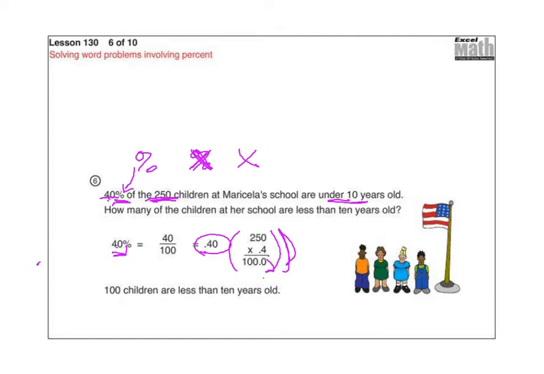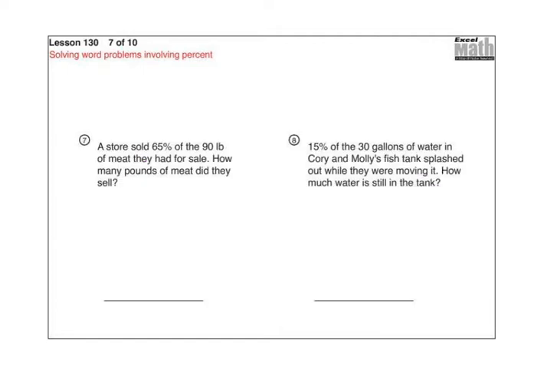Keep going there. All right, here are a couple of problems like that. I want you to pause the video, turn it back on when you're ready to see the solution to numbers 7 and 8. We're going to do 7 and 8.